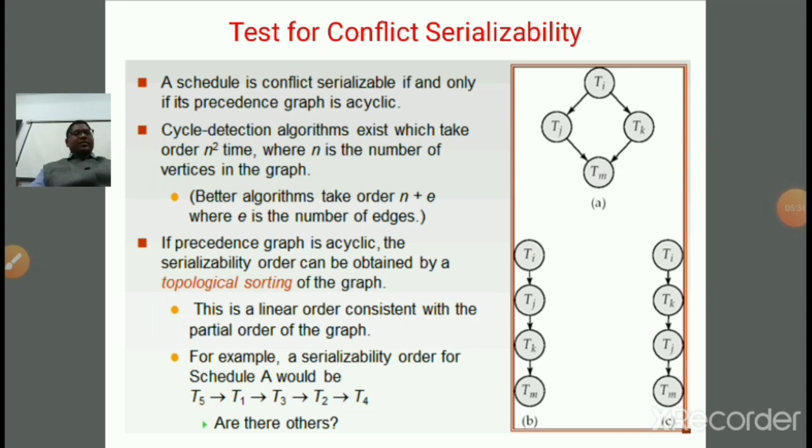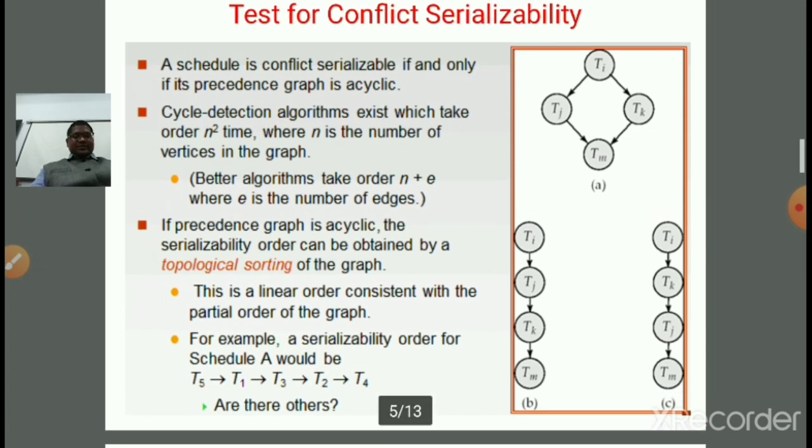where n is the number of vertices in the graph. Now there are some better algorithms which take order n plus e. In place of n squared time they take n plus e, where e is the number of edges, right? Now if the precedence graph is acyclic, meaning there is no cycle present in the precedence graph, then the serializability order can be obtained by topological sorting of the graph.